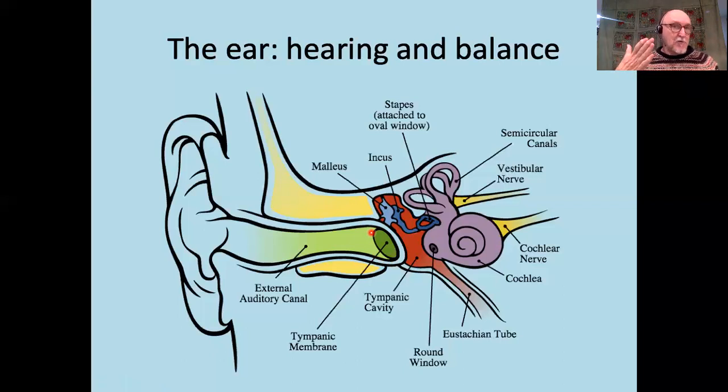And it literally is a drum. It vibrates as sound waves reach it. It vibrates just like a drum, the membrane on a drum, and that vibration is going to be communicated then to the inner ear. So that's the ear canal, wax at the end, the tympanic membrane.